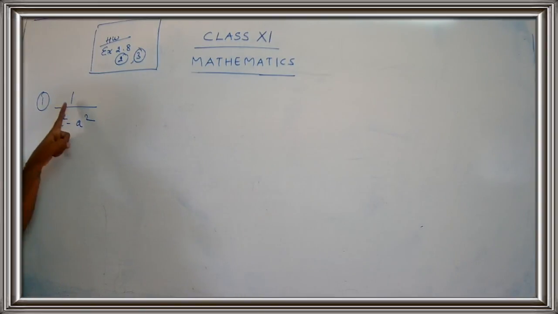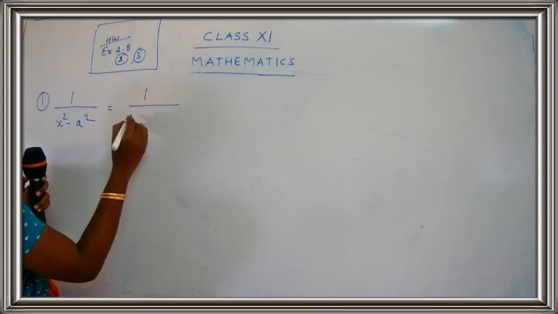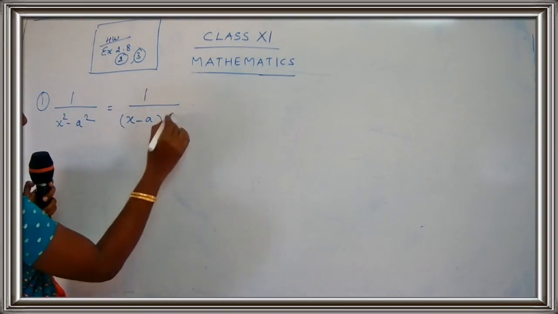Okay, so we have 1 upon x square minus a square. So what you are going to try to do is write down the denominator in factor form. So how can x square minus a square be written? Yeah, we can write x square minus a square as x minus a, x plus a.